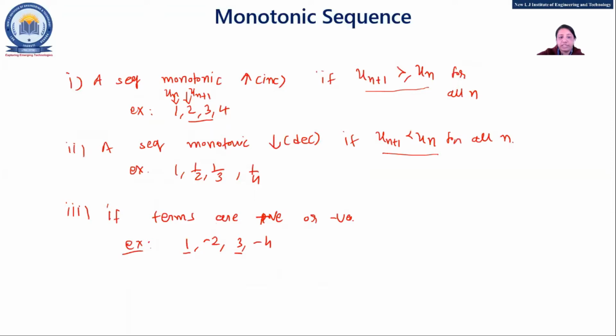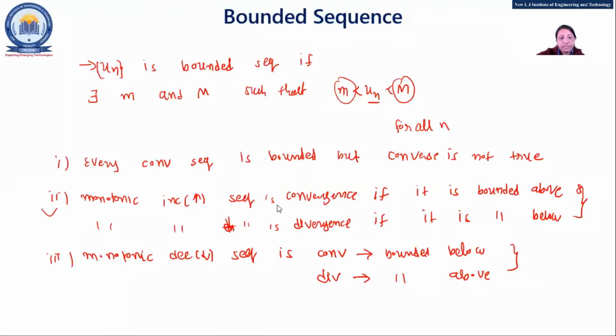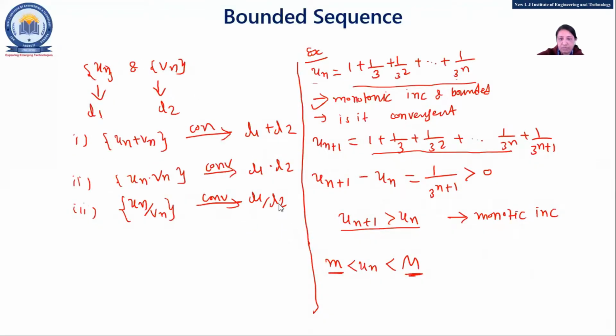Now for monotonic sequences, we have seen monotonic increasing, decreasing and alternating. Then we have seen the example of a bounded sequence. In the last class we solved this example: 1 plus 1 by 3 plus 1 by 3 square plus up to 1 upon 3 raised to n. In that one we proved that it is monotonic increasing. Bounded was remaining, so we will continue with that.